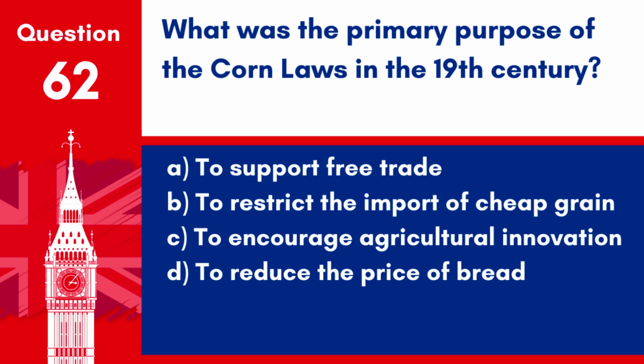Answer: B. To restrict the import of cheap grain. The primary purpose of the Corn Laws, enacted in the early 19th century, was to restrict the import of cheap grain into Britain, protecting domestic agriculture but leading to high food prices and hardship among the working classes.